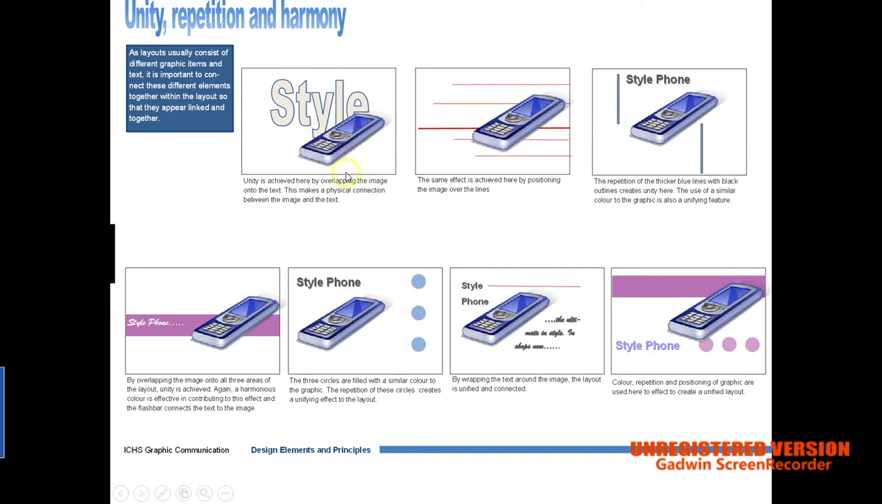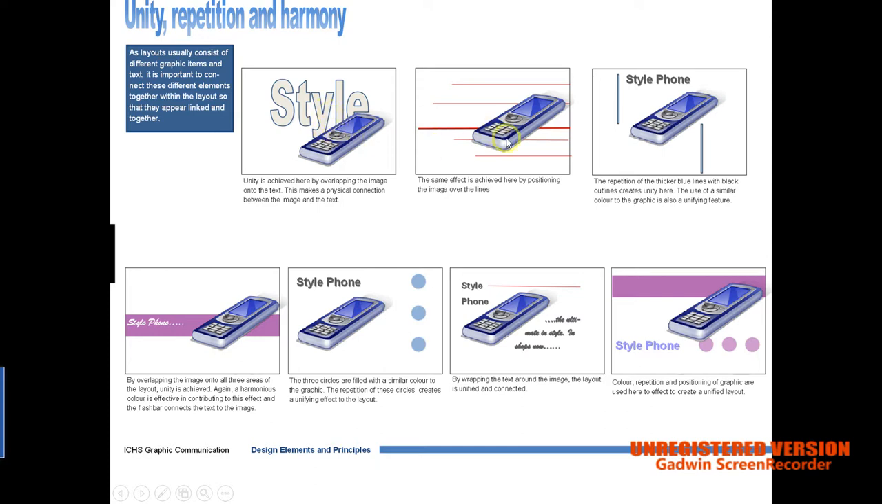So I'm just going to start at box 1 here. Unity, if you remember back, the definition of that is linking things on a page, things which are connected on the page. It can be connected through fonts, through colour, through elements, or even physical contact. The first one shown here is just a simple phone, and for that phone we are looking at the overlap of the phone and the word 'style'. So the overlapping creates the unity, the connection between the two parts here.